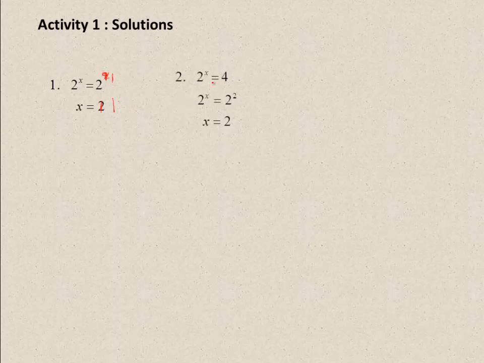Let's go further. 2 to the x is equal to 4. 4 is 2 squared. Bases are the same. Equate the indices. X is equal to 2. Number 3, guys. Answer is 3. I'm not going to go over number 3.